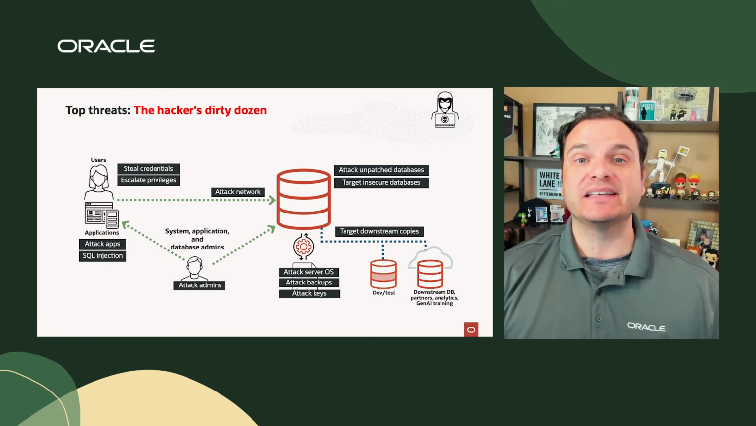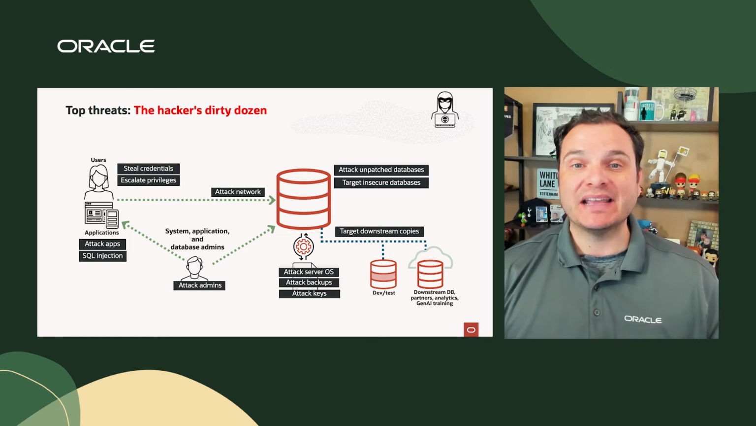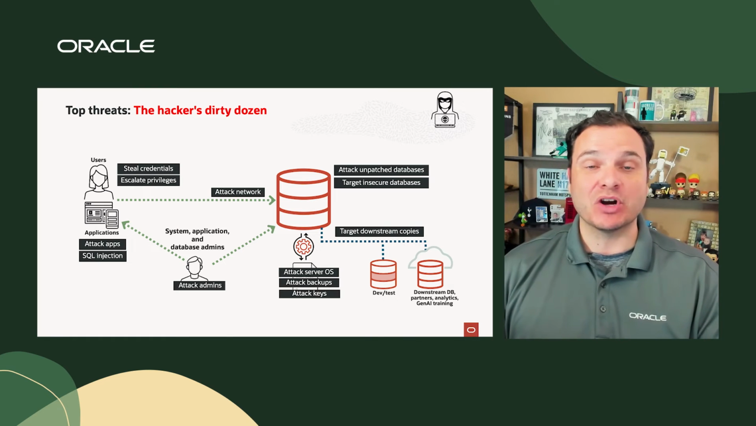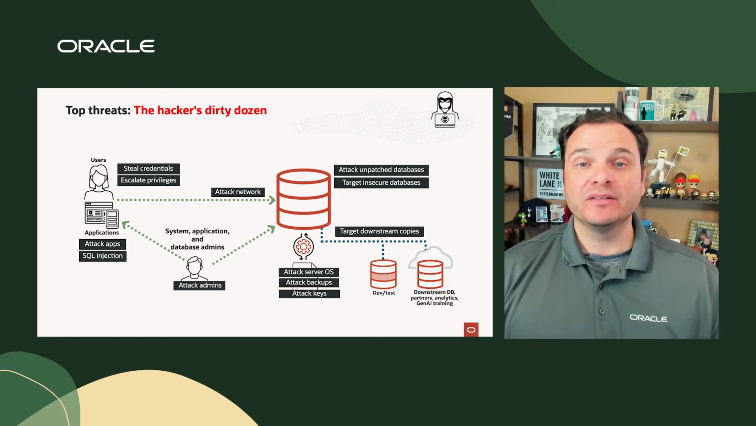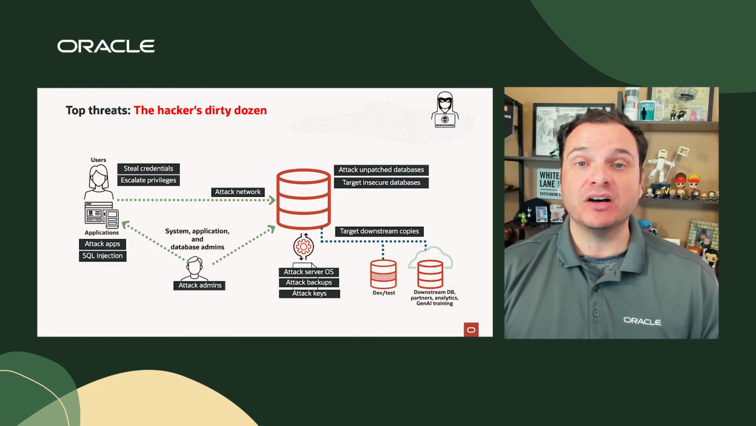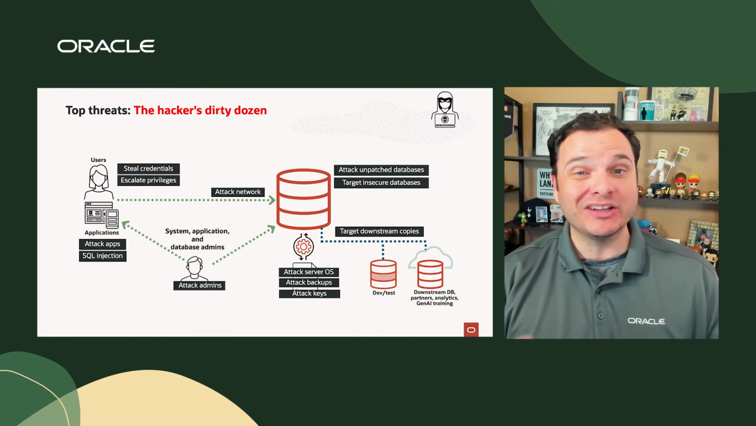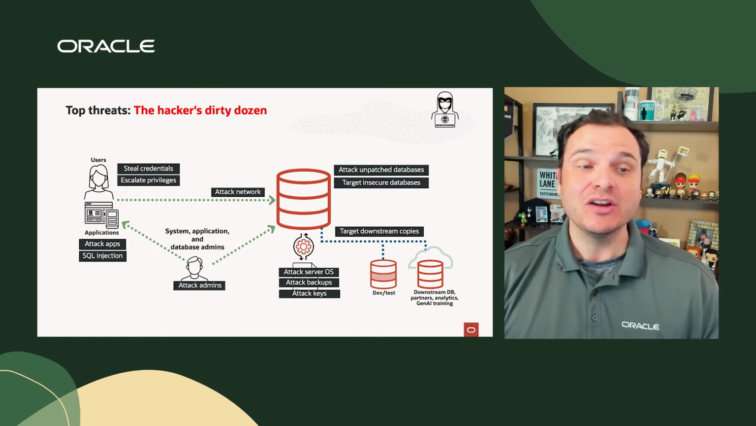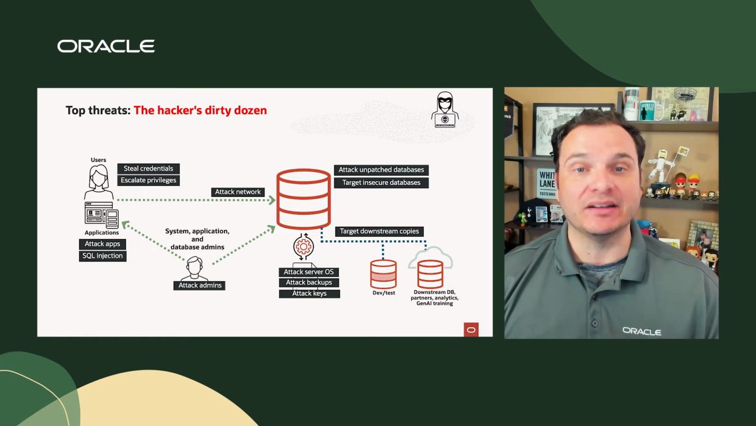Going after the operating system, the backups, the data on disk, or those unpatched or unsecure databases, and then the downstream targets, right? The dev, the test, those copies of production data that are maybe a little less secure than our production instance. We have to make sure that we're securing those, as well as our analytic systems and Gen AI training environments. Okay?